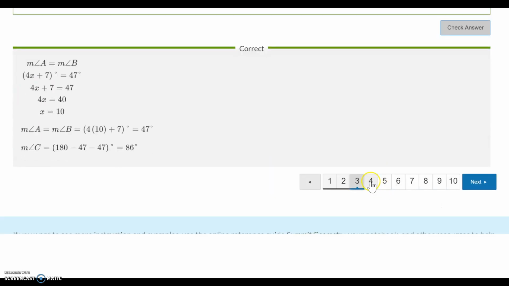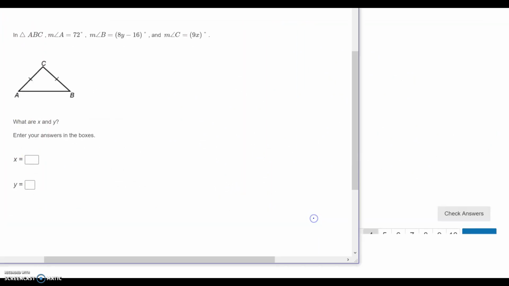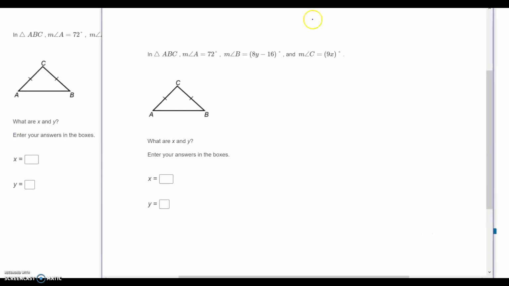All right, next one. I'm going to take a snip of this one again, see if we can do this work. Alright, so the measure of angle A is 72. So that means B is also 72 degrees. And to get angle C, we will subtract 72 twice.